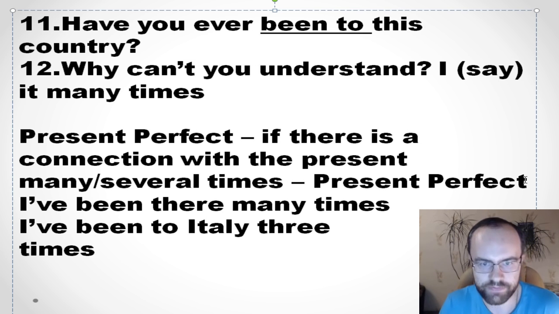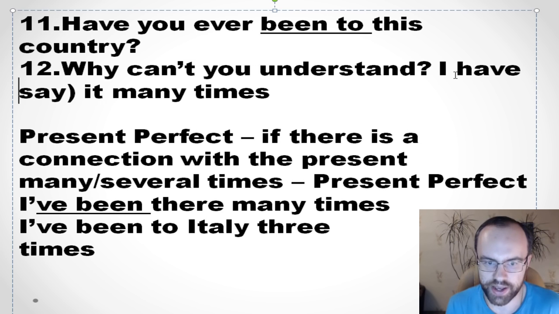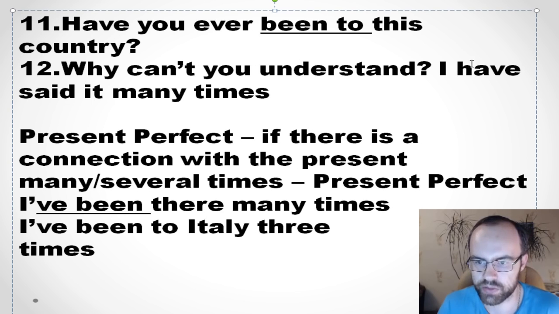So there are 2 very important things. The first very important thing is that you need to use present perfect, yeah? So how will you say it? I have said, okay? So I have said it many times. So you have present perfect. It's a very important thing, my friend. And the second thing is that you need to use to, been to. Please remember it. Don't make this mistake, okay?